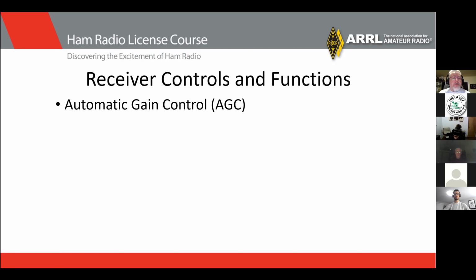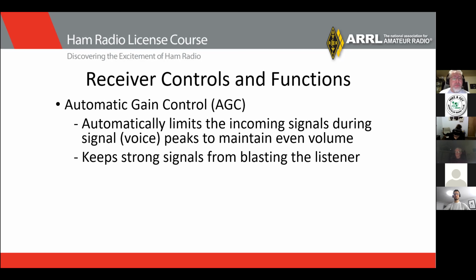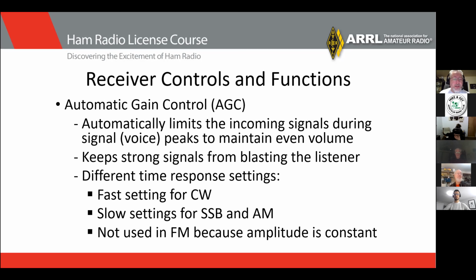You also have automatic gain control, or AGC, which automatically limits the incoming signals during signal voice peaks to maintain an even volume. And it keeps the strong signals from blasting into the listener. And there are different time response settings. Fast setting for CW or Morse code, or slow settings for single sideband and AM, and are generally not used for FM because the amplitude is constant.